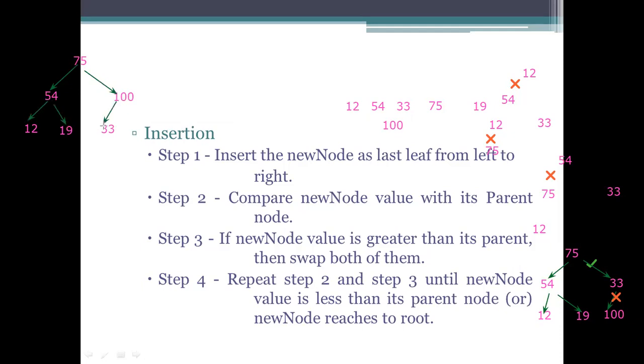Okay, here we need to compare another time. Compare with this one. It is greater than 75. Then what do I have to do? I need to swap the values here. By swapping, the root node becomes 100. The next node will be 54. And then next here, the value is 75. Here the values are 12, 19. And the left child here is 33.